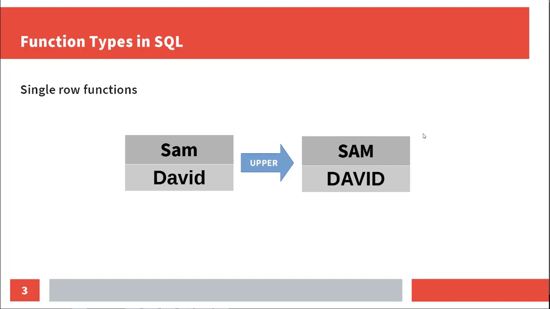For example, if we have 2 records on the left, which are for Sam and David, and you apply the function called upper, what it does is it makes all the characters caps. As you can see from left to right, the names Sam and David are now all caps. This is an example of a single row function.